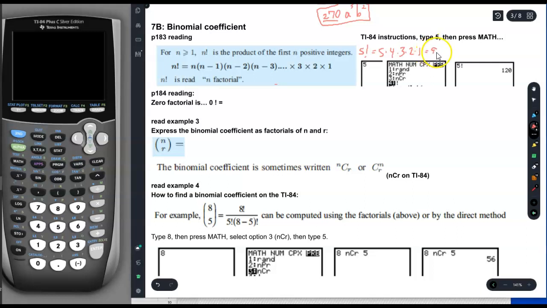No. 24 times 5 is 124. No, 120. Sorry. 120. Okay? But we could do that on the calculator. Why don't we do it on the calculator? Let's turn on the calculator.